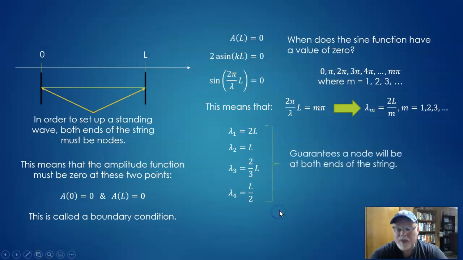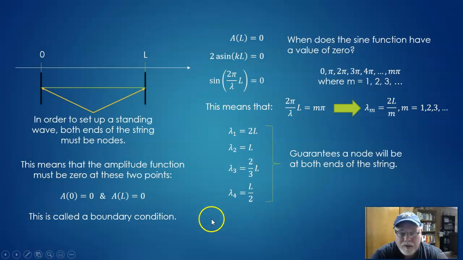But the key is these guarantee that a node will be at both ends of the string. And it all came out of applying the boundary condition and asking, what does that tell us? So there's multiple wavelengths that will work and create a standing wave, but not just any wavelength will work. And that's the point that you really got to get out of standing waves. And it's really easy to calculate the wavelengths that will work.